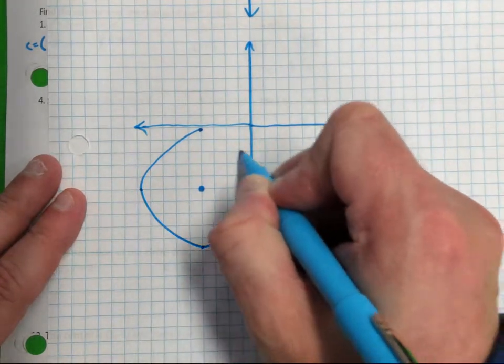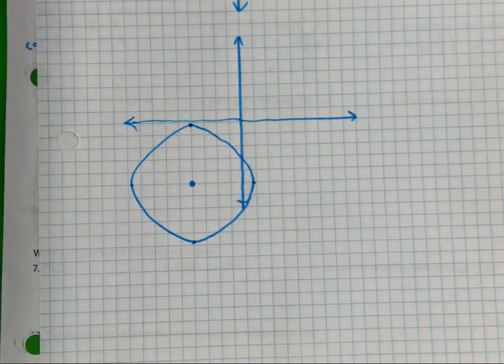This is going to be really bad, Jack. Okay, there you go. And that's how you graph that. You just estimate. Does that make sense?